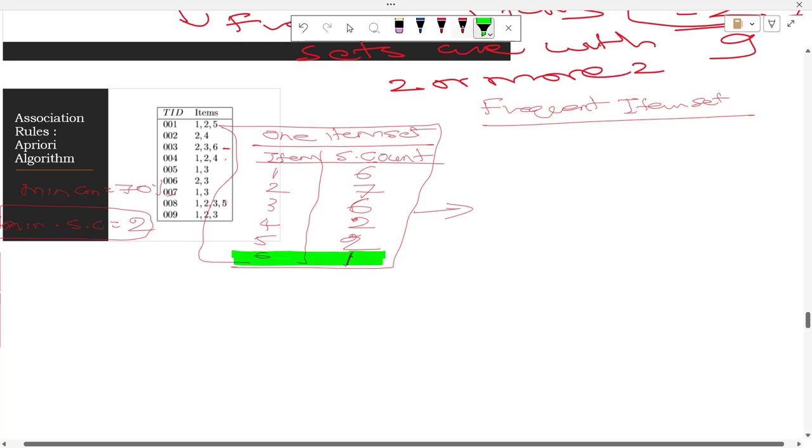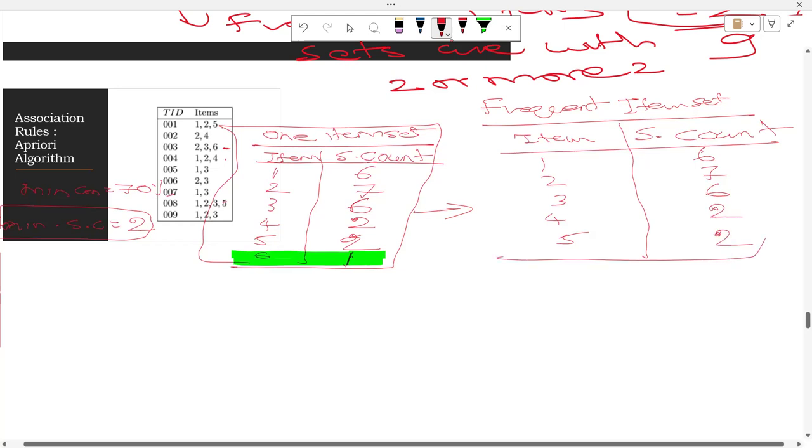So now your frequent item set is remaining these 5 elements. We can say that is the frequent item set. Then again create a table: item, then support count. Just write 1, 2, 3, 4, and 5, and then the values: for 1 it is 6, 2 is 7, 3 is 6, 4 is 2, 5 is 2. So this is your frequent item set table.